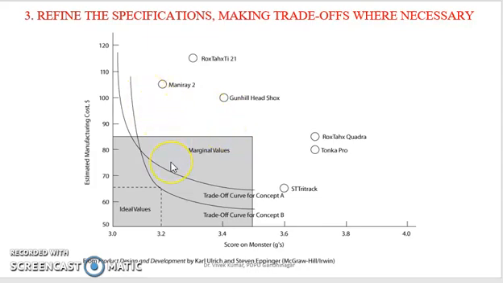The map displayed here shows estimated manufacturing cost versus score on the monster test for concepts A and B to be developed by the company. The result, defined by the marginal values and the ideal values of the specifications, is shown in the map. This map is particularly useful in showing that all the high performance suspensions having low monster scores have high estimated manufacturing cost.